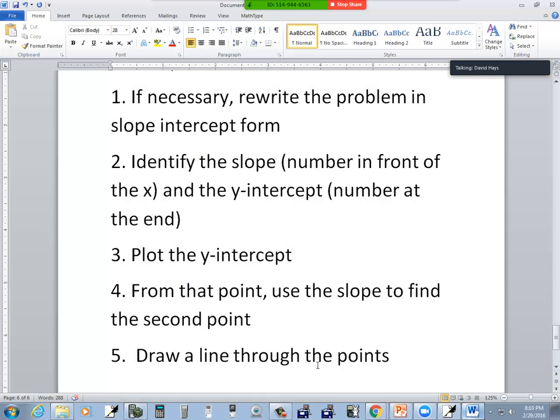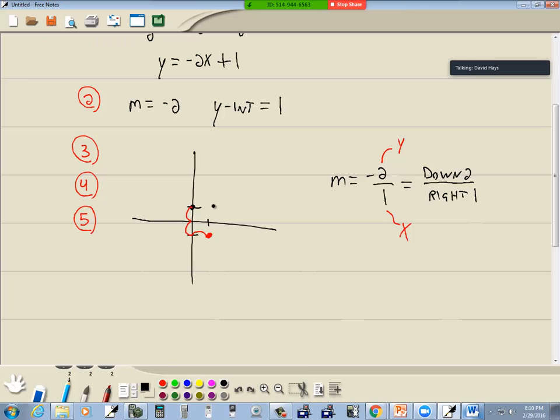And then step 5, draw a line through the points. So draw a line through the points. It should be a straight line. And that'll be our graph. Again, much easier to work with in that manner than it is to build one of those T-charts.